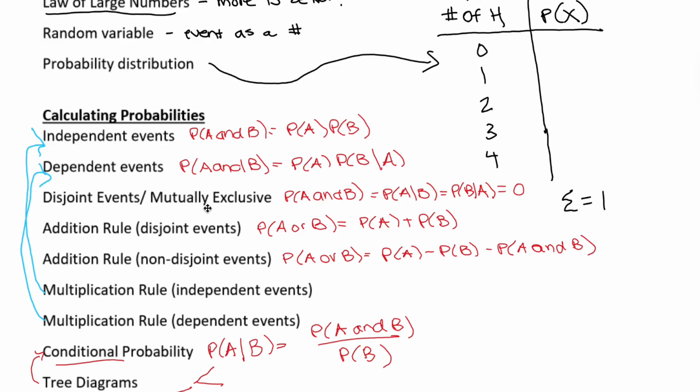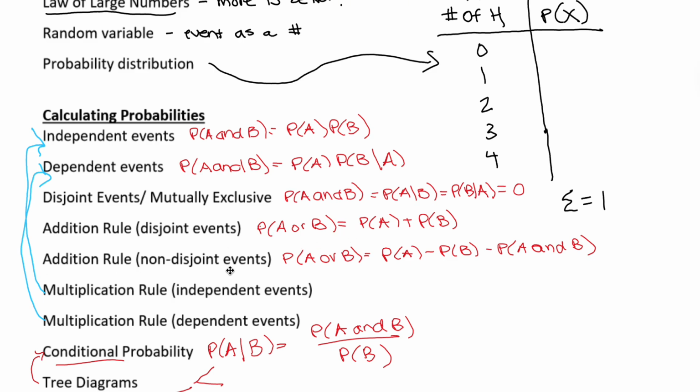And whenever that occurs, the probability of A and B, the probability of A given B, and the probability of B given A, those three probabilities will always be 0, because you and he or she cannot occur at the same time. Never, ever. The addition rule for disjoint events is: the probability of A or B is the probability of A plus the probability of B.